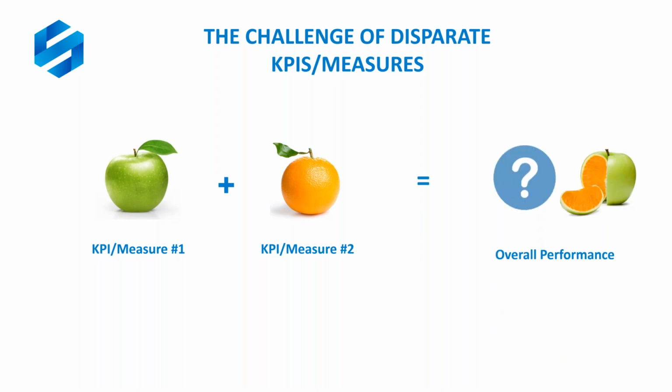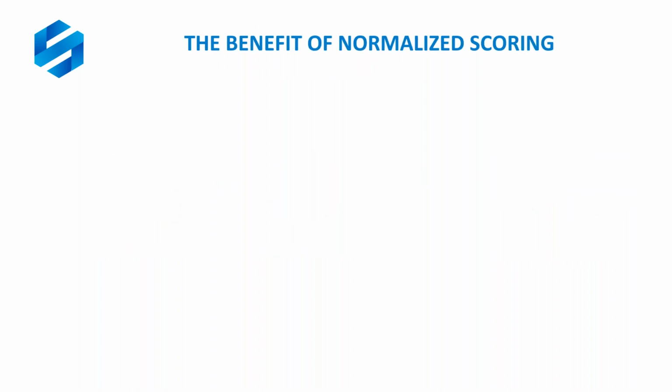And the question is, as you are tracking and scoring those measures, the big question is, how are you really doing from an overall performance perspective? So that is the challenge: diverse, disparate, myriad different types of measures, and how do you understand across everything how you're really performing? So the benefit of normalized scoring, the 0 to 10 normalized scoring, is what we'll talk about here.